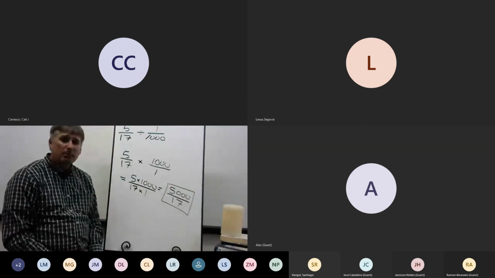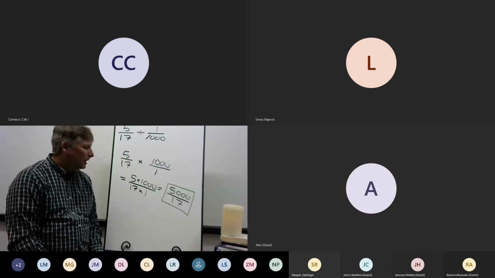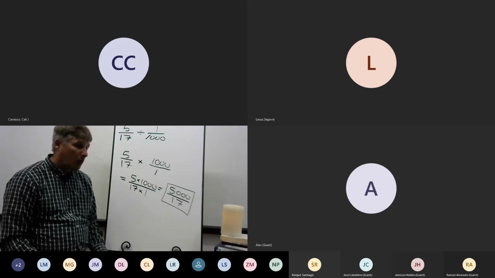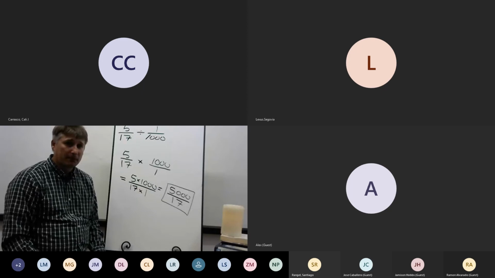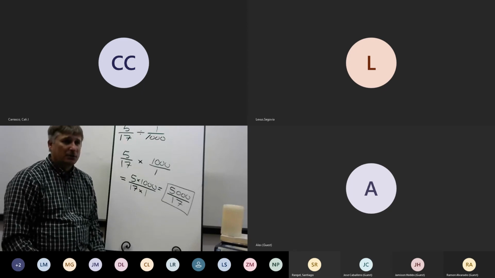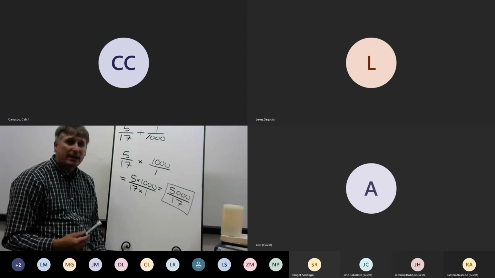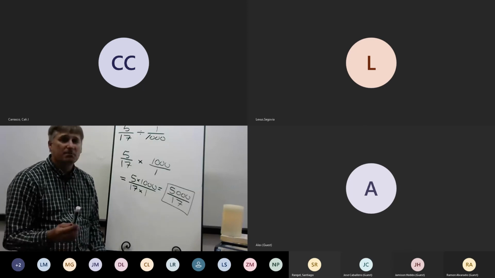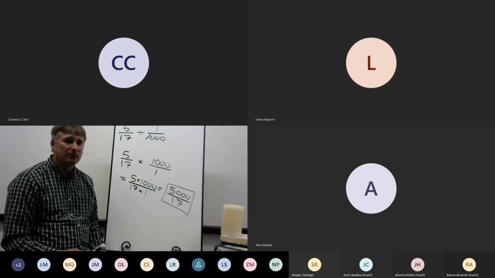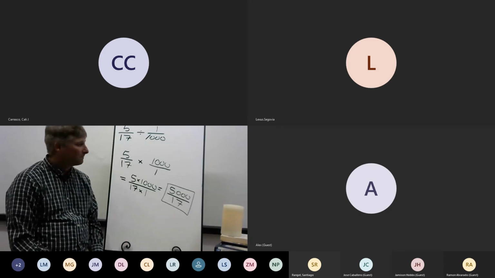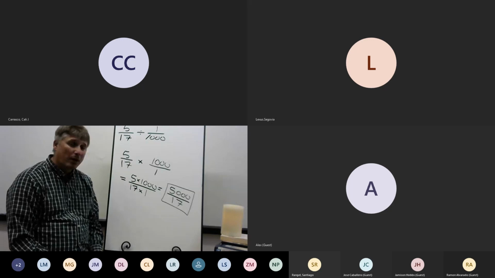We get what's called an improper fraction. Proper fractions, the numerator or the top number is always smaller than the bottom number. And an improper fraction, the numerator and the denominator equal each other, or the numerator is bigger than the bottom number, the denominator. So this is an improper fraction. Questions about that?